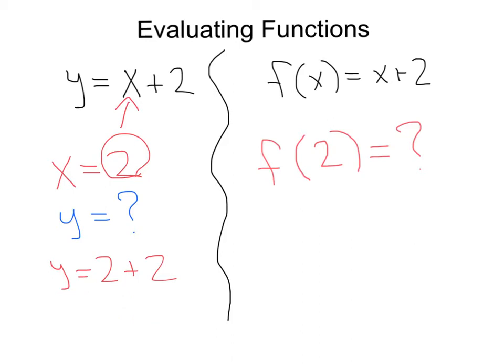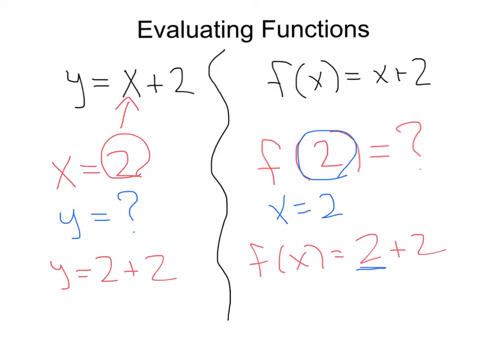If we're dealing with function notation, like so, f of x equals x plus 2, and we want to find f of 2, this is just another way to say that x equals 2. So all we would do is take that 2 and plug it in for this x right here. That would give us f of x equals 2 plus 2. Again, we just substituted in this 2 for this x. That would give us an f of x value of 4.